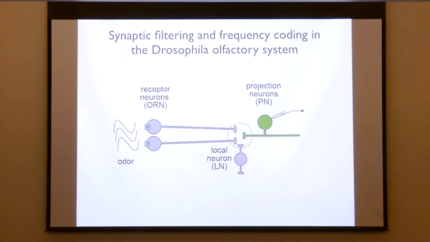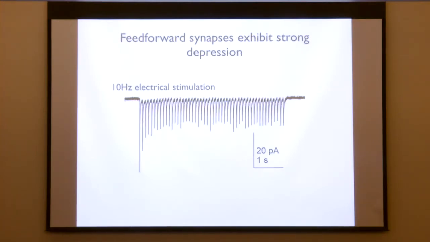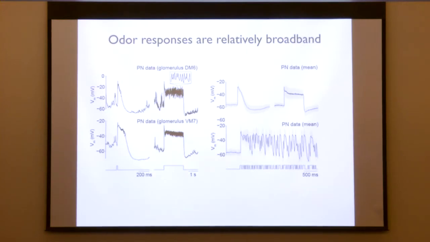So in an intact fly, we can present odors to the antenna, we can record from identified cells in the brain, and we can measure their sensory responses. We can also chop off the antenna and put a stimulating electrode on the nerve and stimulate these axons electrically and then do synaptic physiology at the same synapse. If we stimulate those axons repeatedly, we see strong synaptic depression. We stimulate repeatedly at 10 hertz, and you can see that the response gets smaller over time. And from what I told you before, that means that the response to a sensory stimulus should be highly transient. But that's not what we saw if we presented real odors.